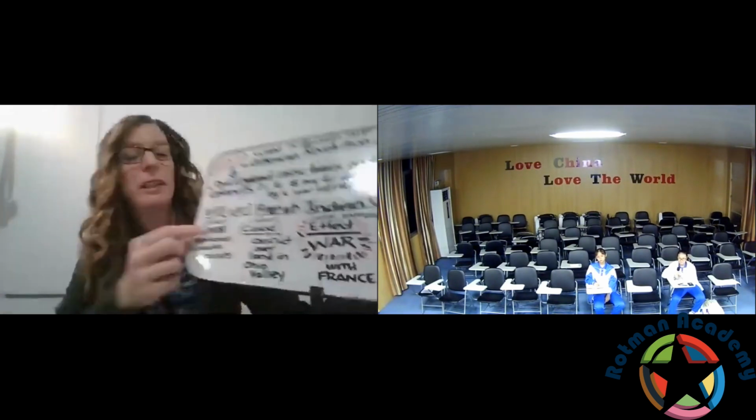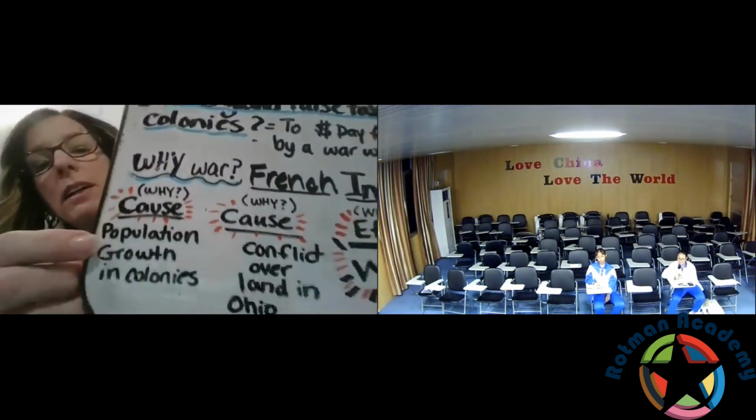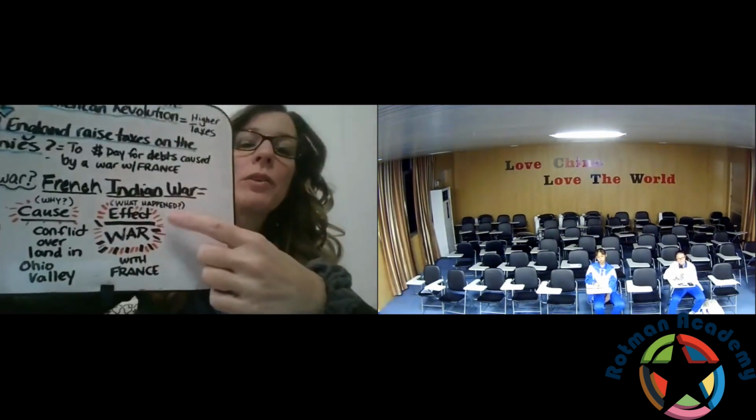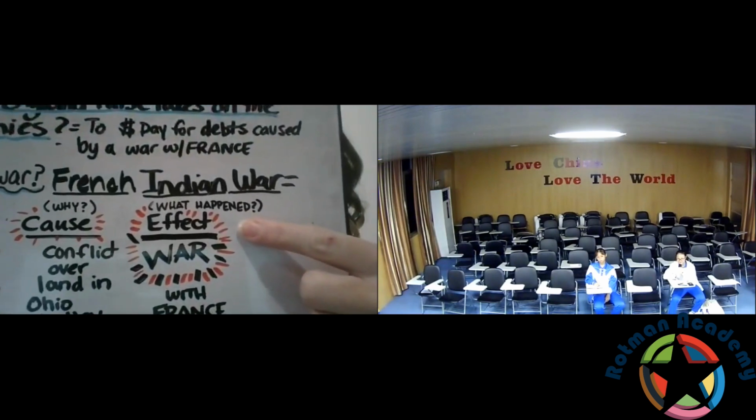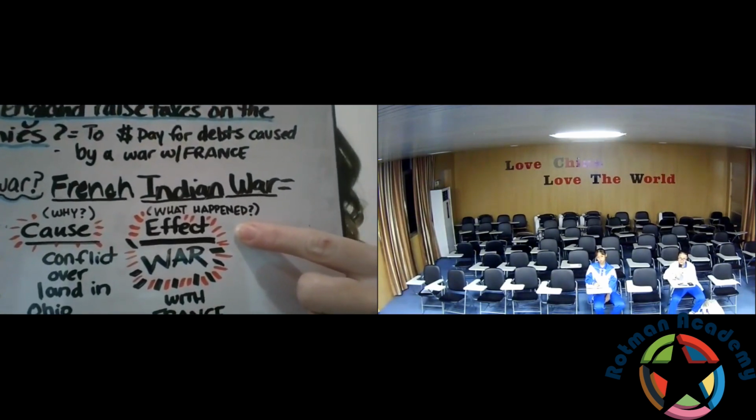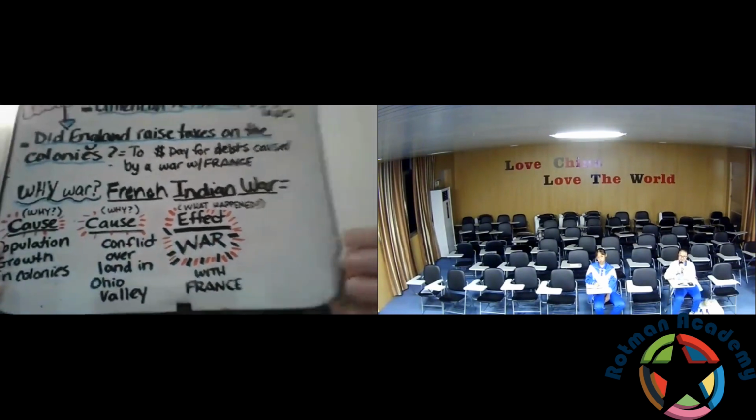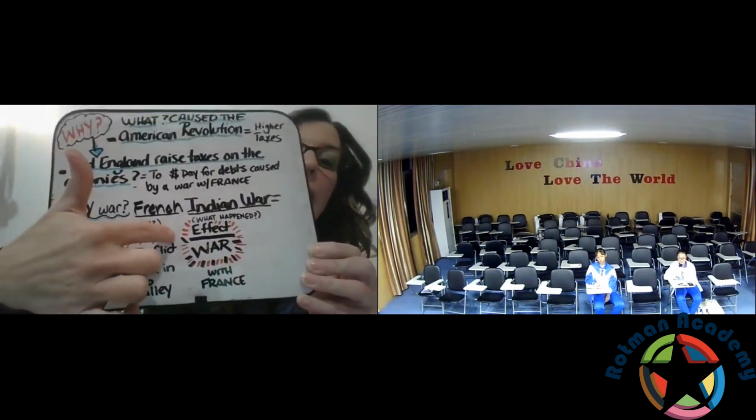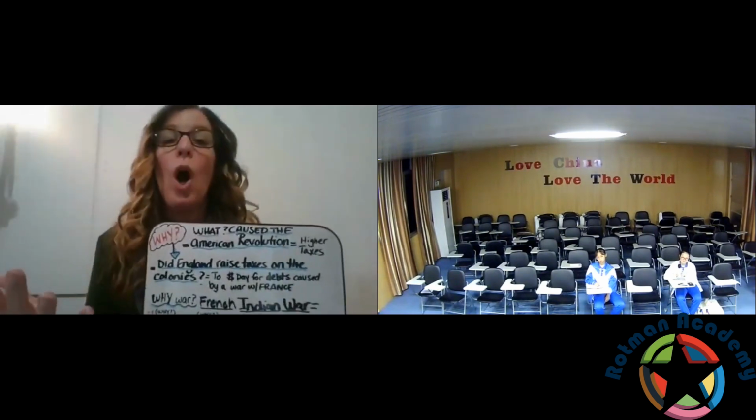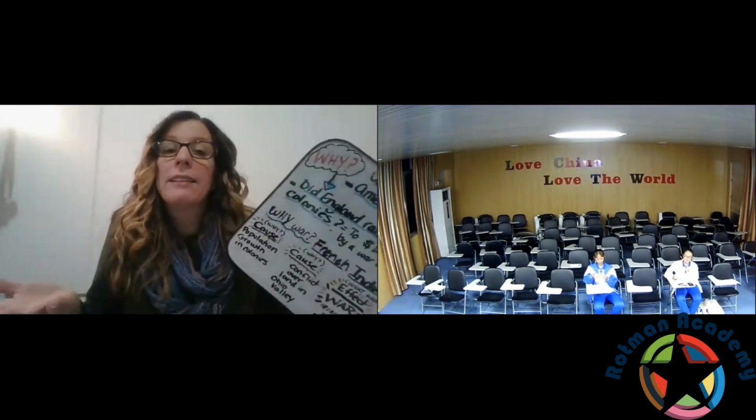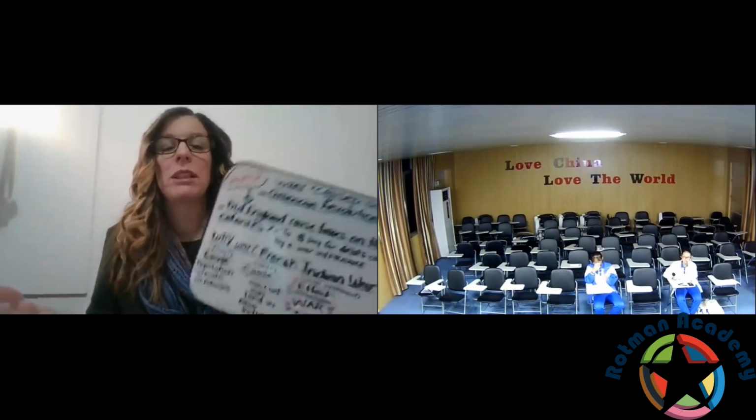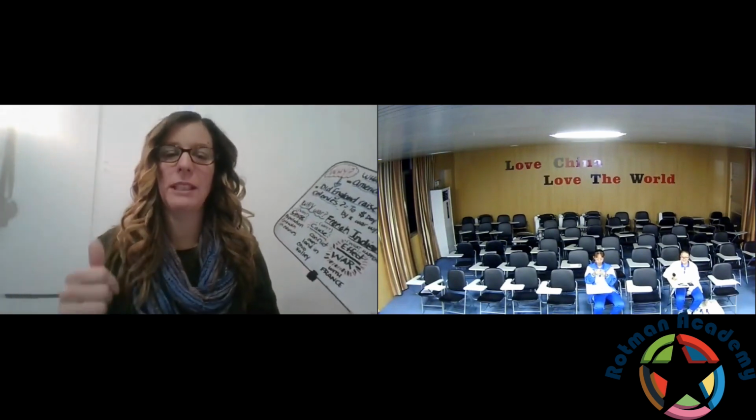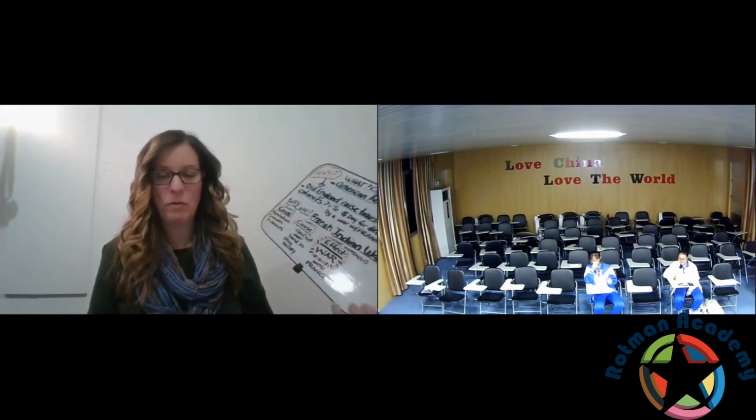Can you see this one word right here? Cause. And then can you see this word over here? Effect. Correct. So the cause and the effect. A cause would be a reason why something happens. And then the effect would be the result. Does that make sense? Yeah.